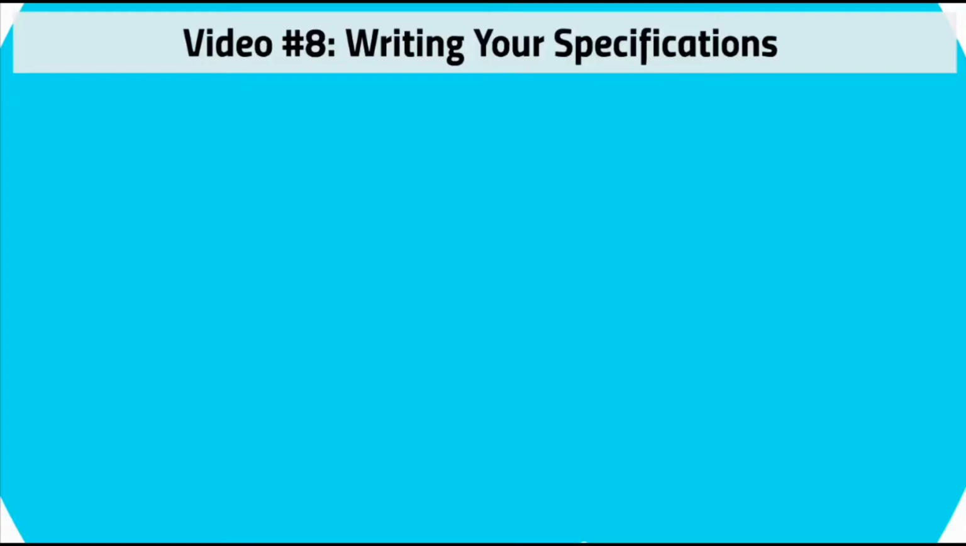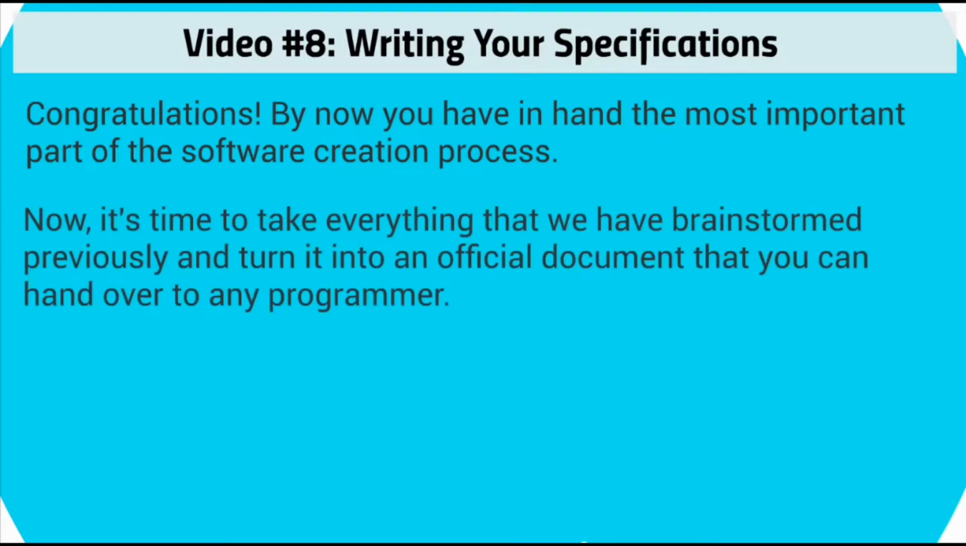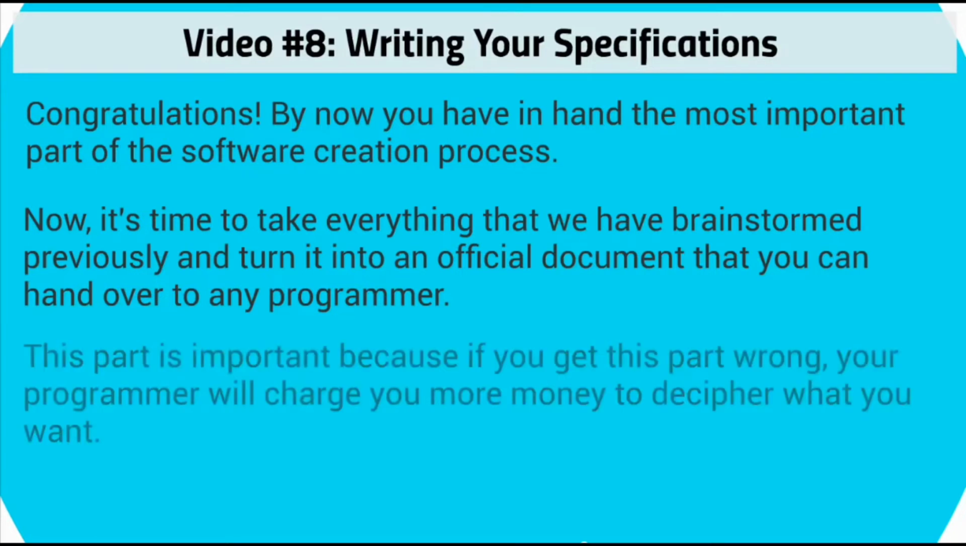Hello and welcome to video number 8. This is writing your specifications. So congratulations, by now you have in hand the most important part of the software creation process. Now all we have to do is take everything that we have put together and make it look like an official document that you can hand over to your programmer. Now this is a very, very important part because if you get this part wrong, your programmer will charge you more money to decipher what you want.